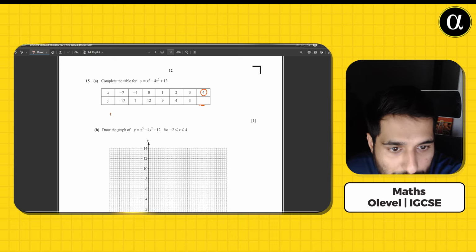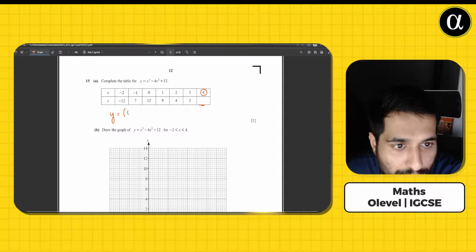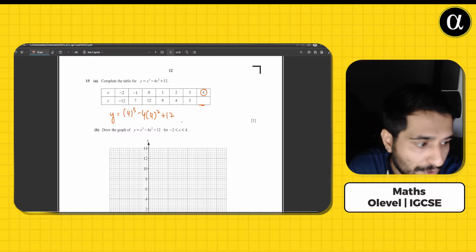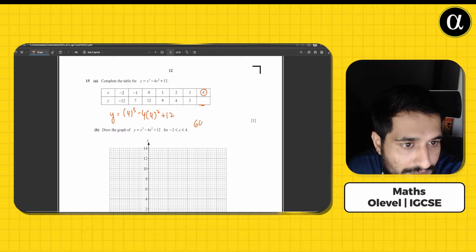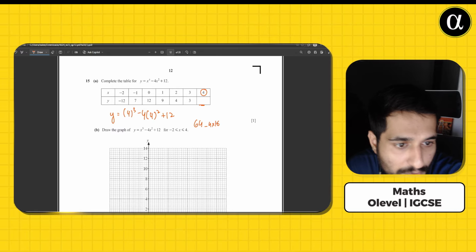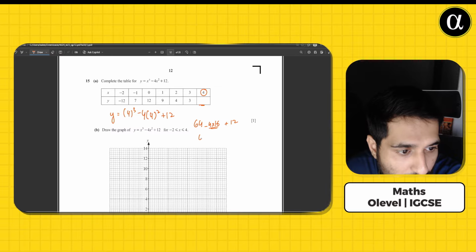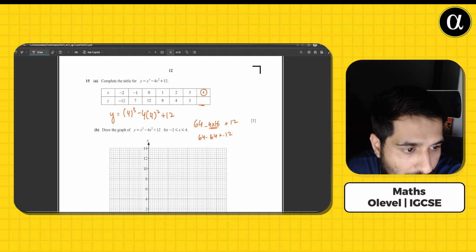Let's see. It's going to be y equals 4 cube minus 4 square plus 12, and this 4 cube is equal to 64, and 4 square is 16, so minus 4 into 16, plus 12. Now what we know is 4 times 16 is 64, so 64 minus 64 plus 12, so we can cancel these numbers and we are left with 12.